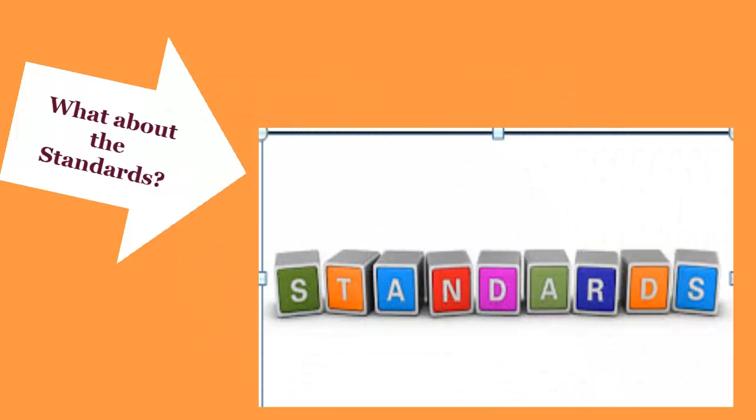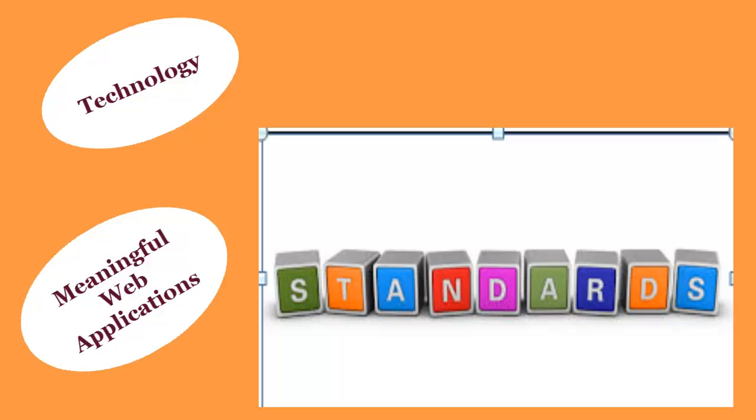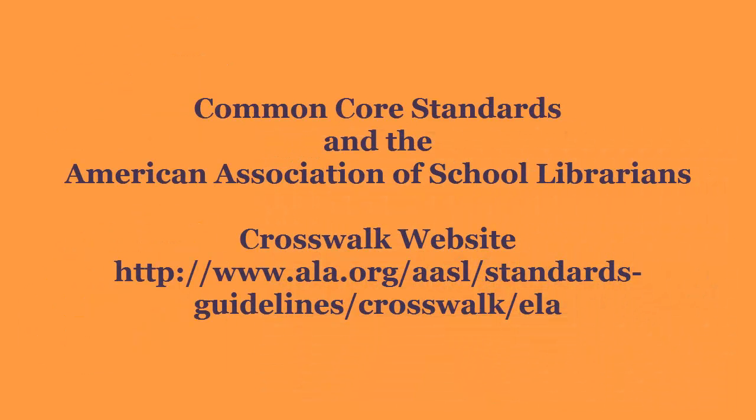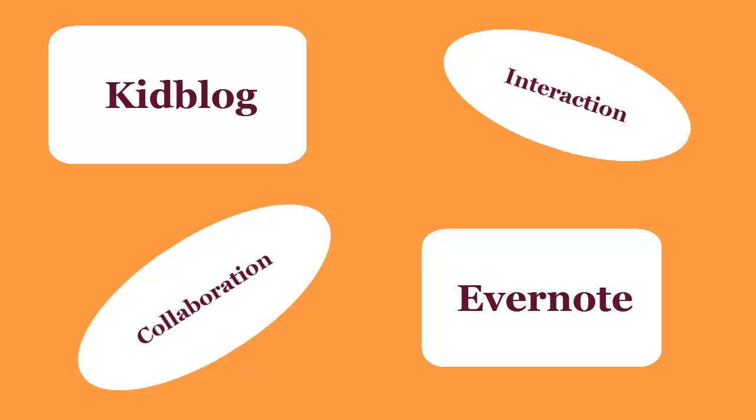According to the Common Core state standards and the American Association of School Librarians, technology has to be included in the education of your students. When you have access to meaningful web applications and you are following the standards, your students will reap the benefits. This website provides the connection between the Common Core standards and the American Association of School Librarian standards. This is a resource to have on hand to make sure you are meeting the standards for the 21st century learner. With technology like KidBlog and Evernote, students are able to produce and publish writing. It also allows for interaction and collaboration with others. With technology, students are able to organize and display their understanding of the content.